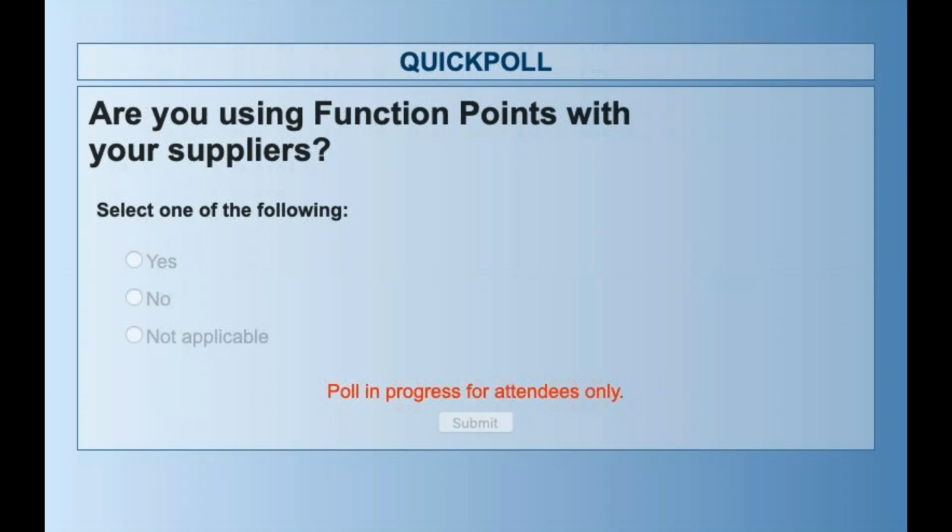So who is using function points with their suppliers? Hopefully you can see that. Tracy, can you see that poll? Yep. There we go. Okay, so this is, are you using standard function points with your supplier today?